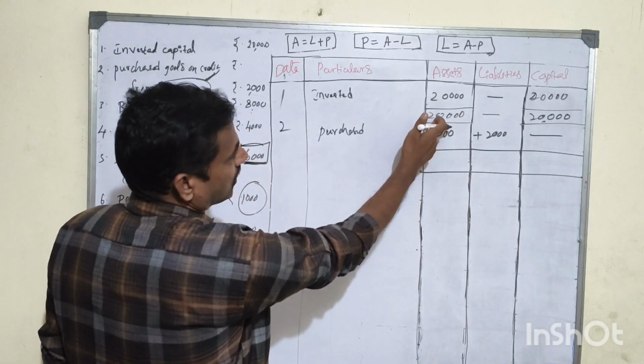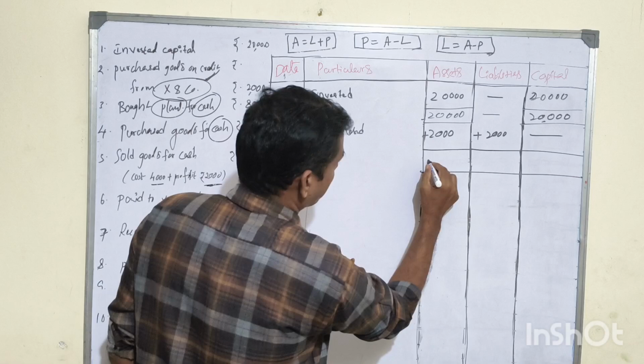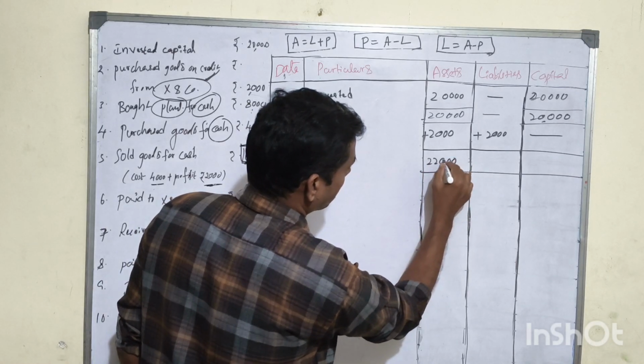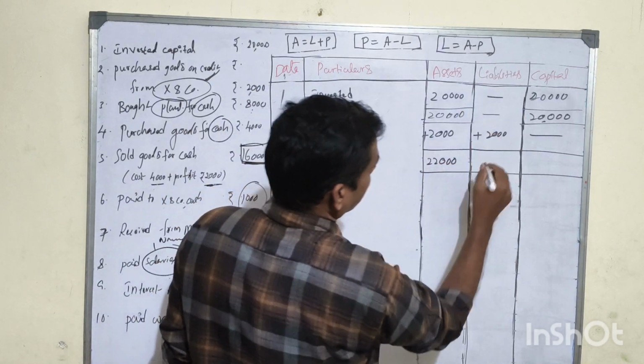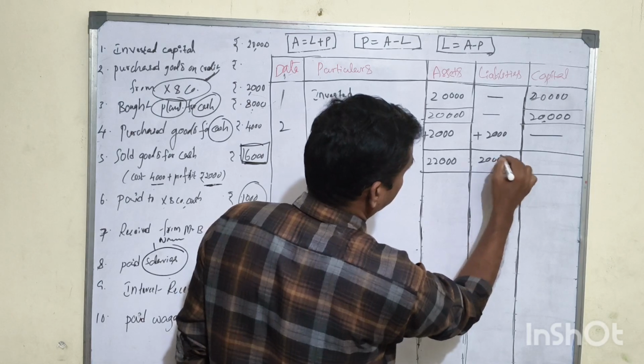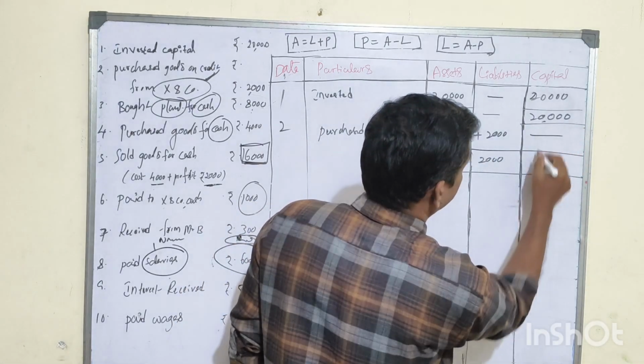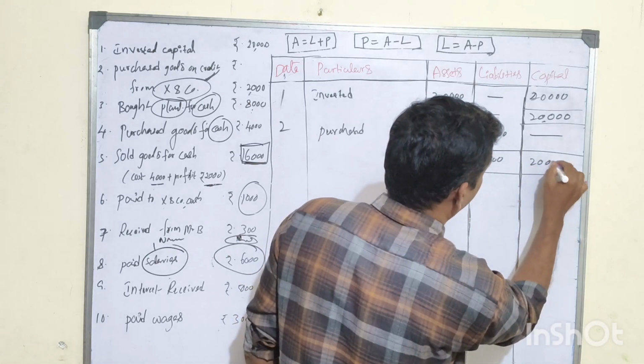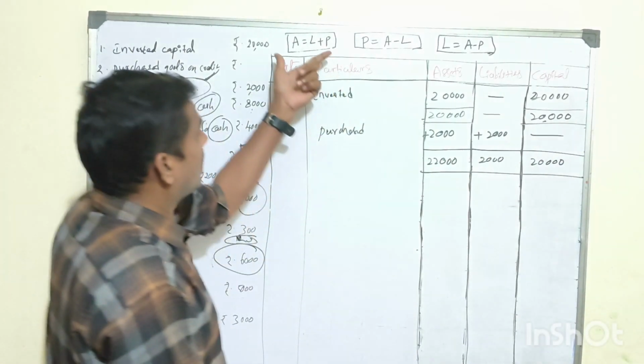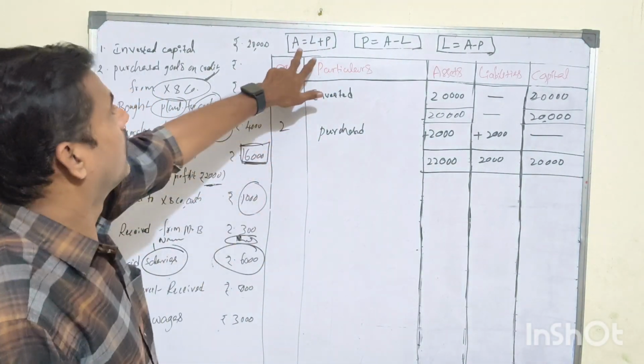Okay, 20,000 plus 2,000 is equal to 22,000. Total liability until here is 12,000. Yeah, we don't have any changes in the capital, 20,000. Let's talk about the accounting equation.